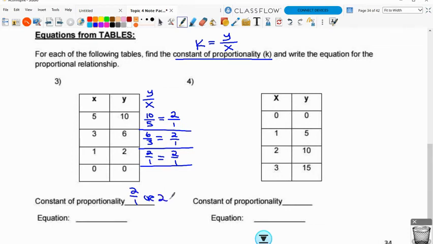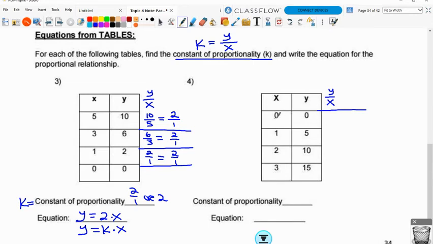And remember, the equation is set up as y equals k times x. Well, we just found k, the constant of proportionality, and got a value of 2. So the equation is going to say y equals 2 times x, or y just equals 2x. All right, same thing for the next table. We have our x and our y. The ratios are y over x.